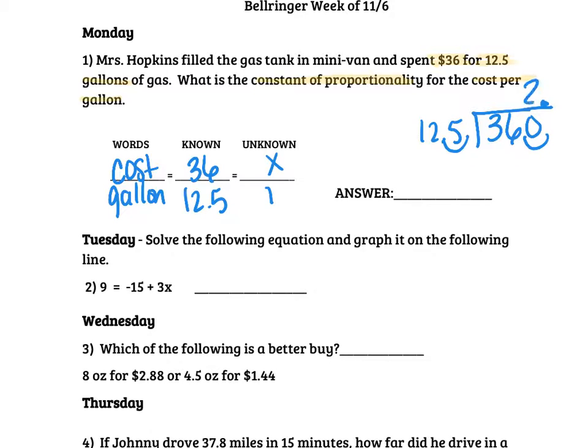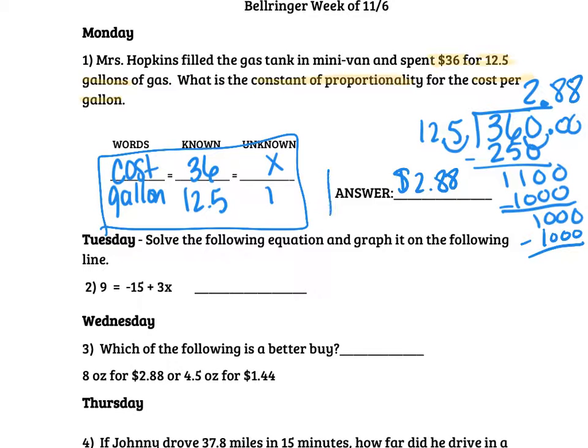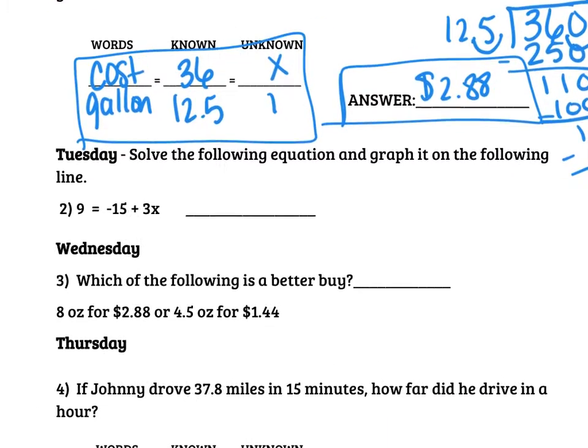Okay, so you're going to get 2 right there, 250, and then 110. If you add a 0, it's going to go into there 8 times. Should be right at 1,000. Subtract out. You should drop down another 0. Oops, sorry, 1,000. So it's another 8. So our cost per gallon of gas is $2.88. So you should have an X for this one and have an X for this answer also.